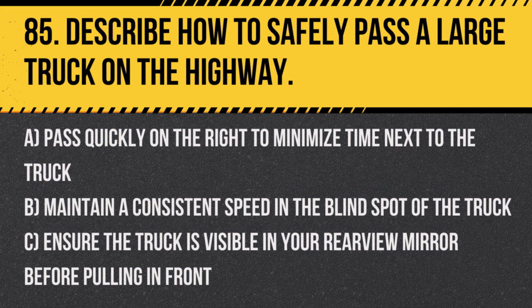Question 85. Describe how to safely pass a large truck on the highway. A. Pass quickly on the right to minimize time next to the truck. B. Maintain a consistent speed in the blind spot of the truck. C. Ensure the truck is visible in your rearview mirror before pulling in front. Answer: C. Ensure the truck is visible in your rearview mirror before pulling in front. This practice ensures that you have enough space to safely re-enter the lane.